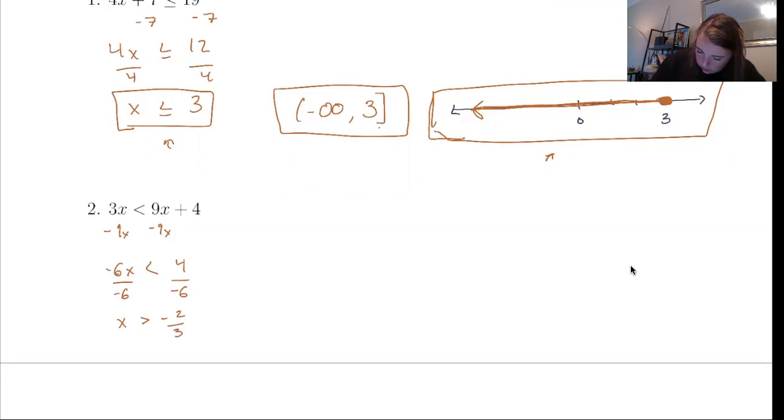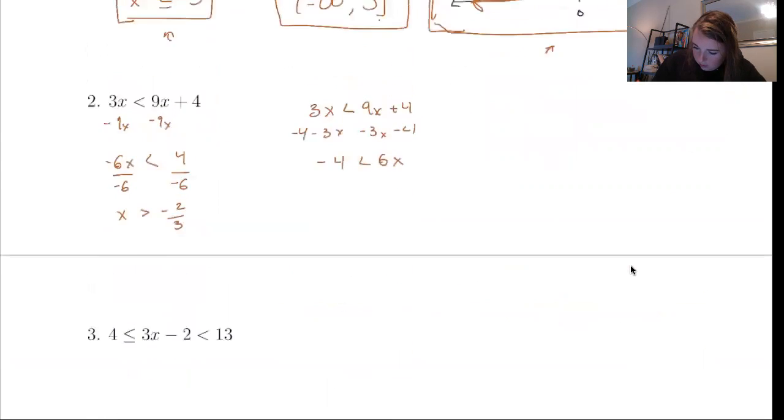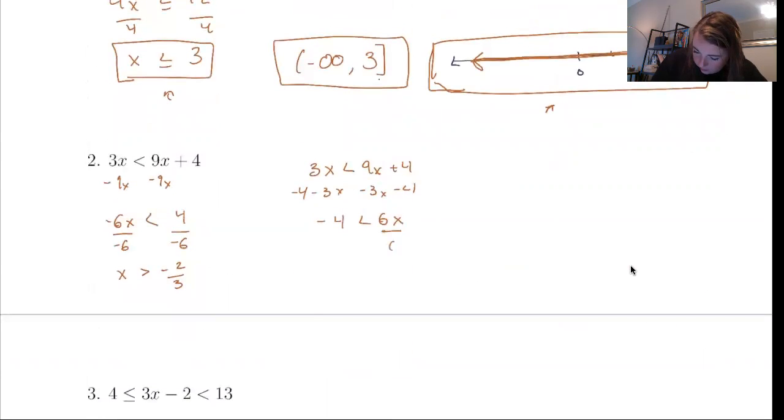Or I could have done 3x less than 9x plus 4 and subtracted 3x from both sides and subtracted 4 from both sides. So I would have gotten negative 4 less than 6x, but now I don't have to switch which way my sign is going because I'm not going to divide by a negative. Divide by 6. So I still get negative 2/3 is less than x, just written differently.